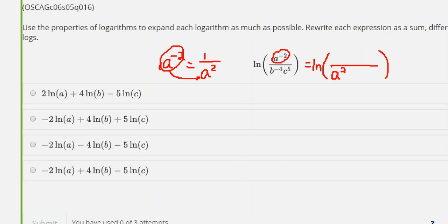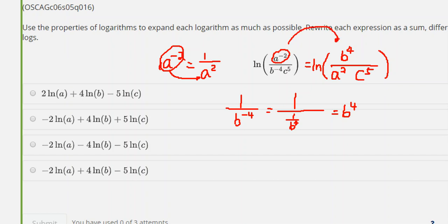Similarly, b to the negative 4 in the denominator can be brought up to the numerator and becomes b to the 4th power. And here's the reason. This is the same as 1 over, and b to the negative 4 is 1 over b to the 4th, which can be simplified as b to the 4th. So that's what's happening there. And then c to the 5th, I don't want to change that, okay? So I'll keep that.